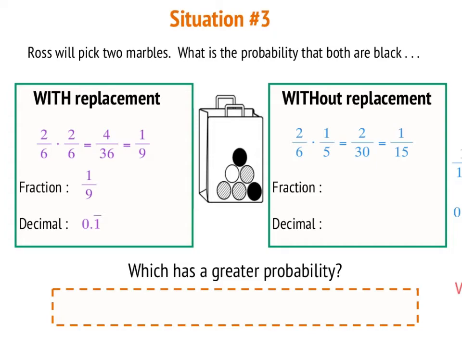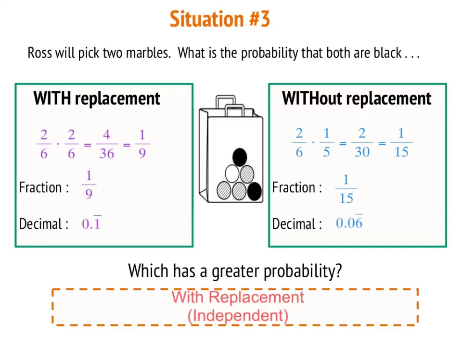2 times 1 is 2. 6 times 5 is 30. So I got 2/30. That reduces to 1/15. And there I go, 1/15 is my fraction. I'm going to turn that to a decimal, and I'm going to get 0.06 repeating. I'm going to compare them for which one is greater. And in this case, the 1 is greater than the 0. So in this case, my greater probability is with replacement or independent.